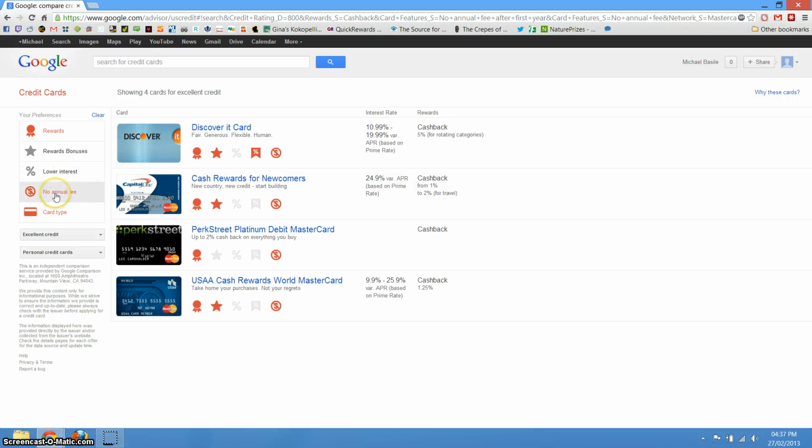And then no annual fee. I would like to see no annual fee, maybe with another category where it's 0 to 50 and then 50 to 100 and 100 plus. So I can see, I wouldn't mind paying a low annual fee, maybe $40, $50, but I might not want to pay a really high annual fee on some of those American Express cards. So I would like to see these two categories broken up a little better.